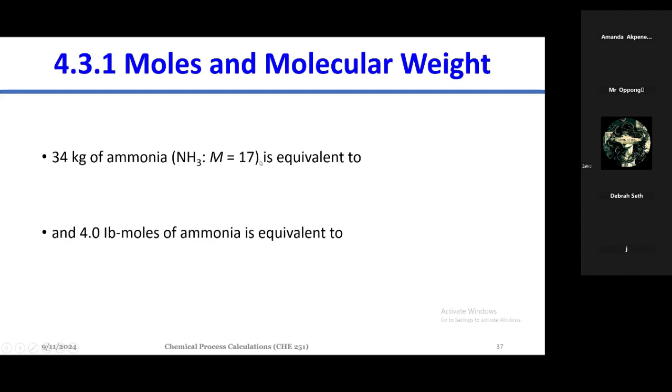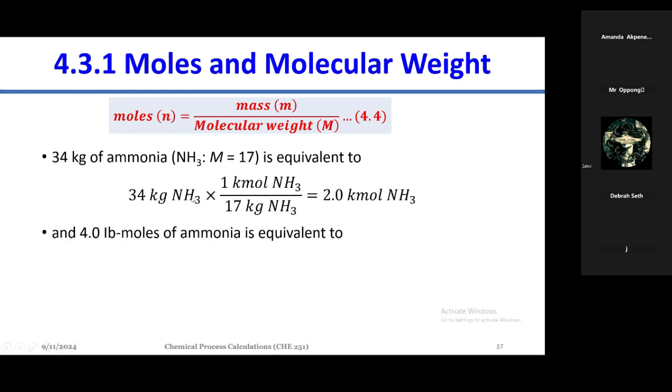Please, if in a question they give you the molecular weight as, let's say, 17 pound mass per pound mole, and your mass is in kilogram, you don't have to do unit conversion and convert the pound mass per pound mole to kilogram per kilomole before you start solving. When you do that, you're just wasting your time because you end up getting that 17 again. So moles is mass over molecular weight.